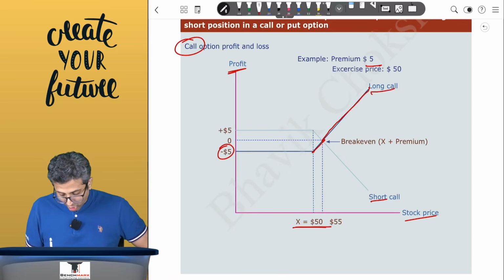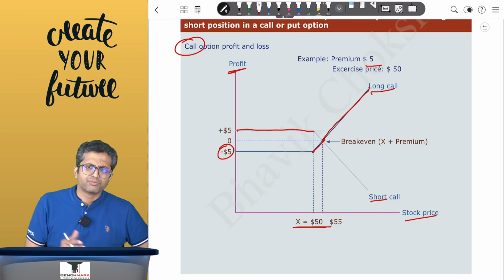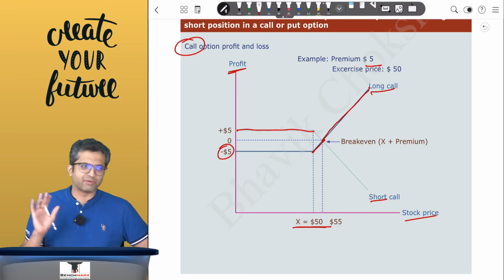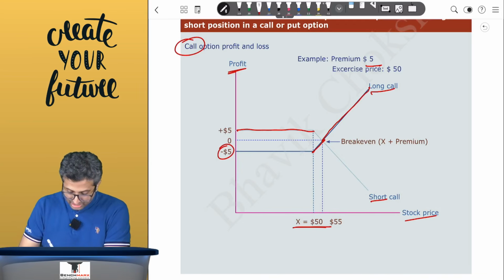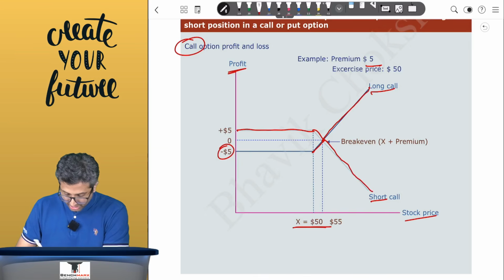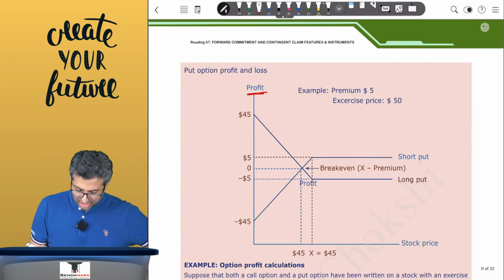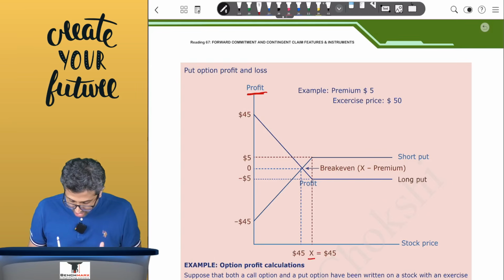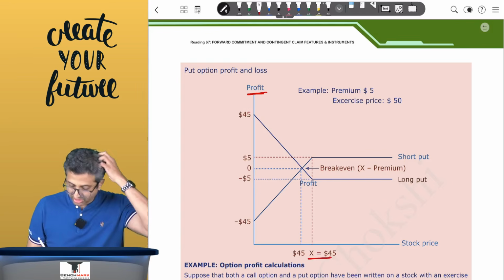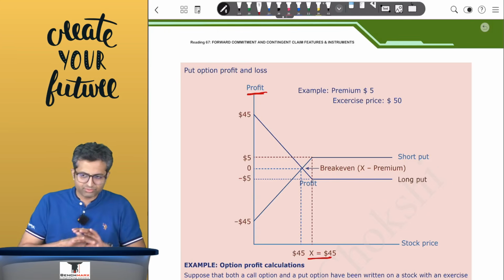For a short call, on the other hand, initially $5 is a profit. If the price is less than 50, the option will not be exercised, then the $5 premium will be my profit. But the moment the price is above 50, there will be a loss, and this loss will keep on increasing in case of a short call. Same is the case with a put option, where it is the other way around. A put option is favorable if the price is lower. So if the price is lower than 50, let's say it is 45 or something, there would be a gain. But if it is above 50, then the option will not be exercised, in which case there is a straight line.